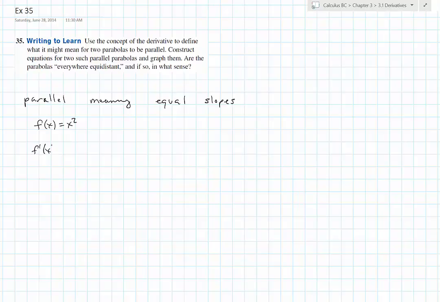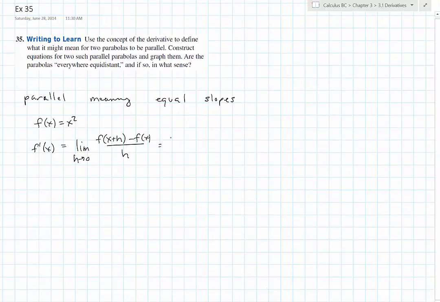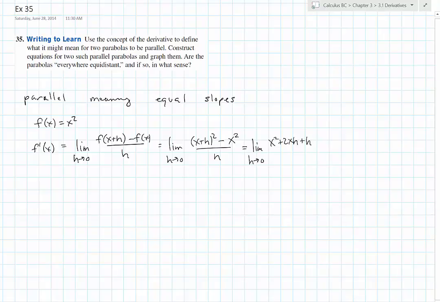What is its derivative function? Well, its derivative is going to be the limit as h approaches 0 of f of x plus h minus f of x over h, or the limit as h approaches 0 of (x plus h) squared minus x squared over h, which is equal to the limit as h approaches 0 of x squared plus 2xh plus h squared minus x squared over h.